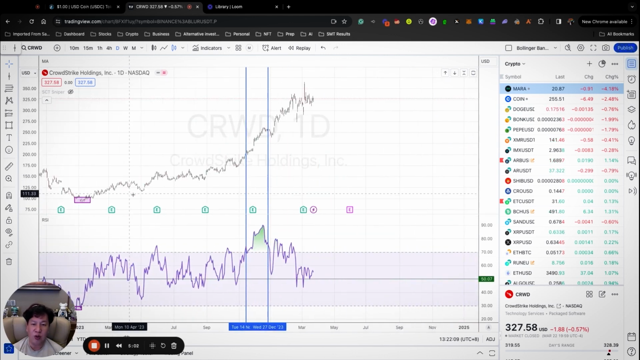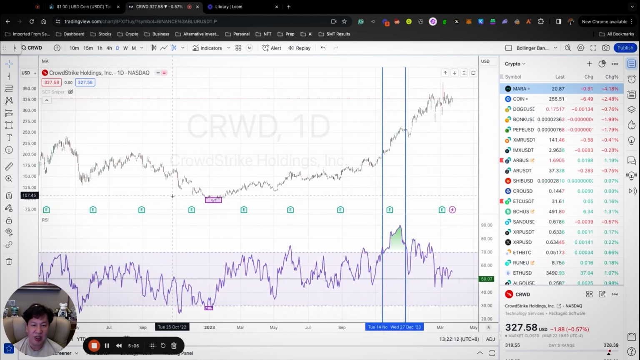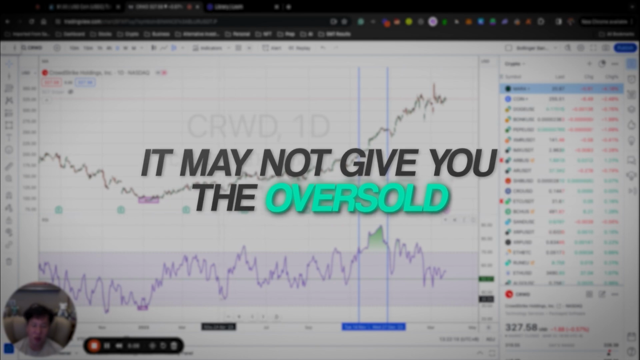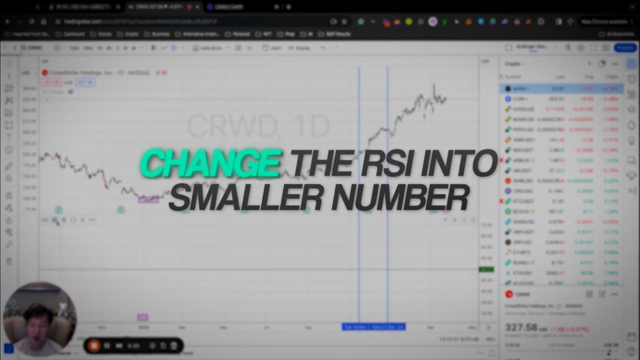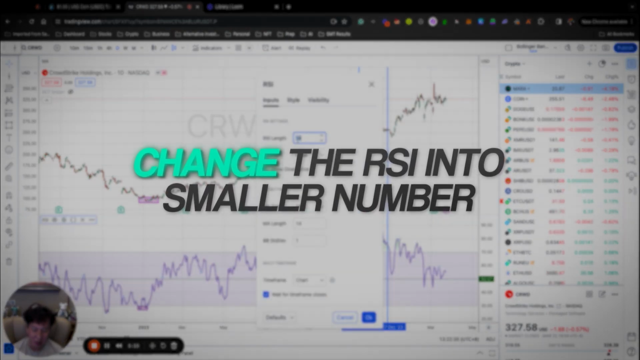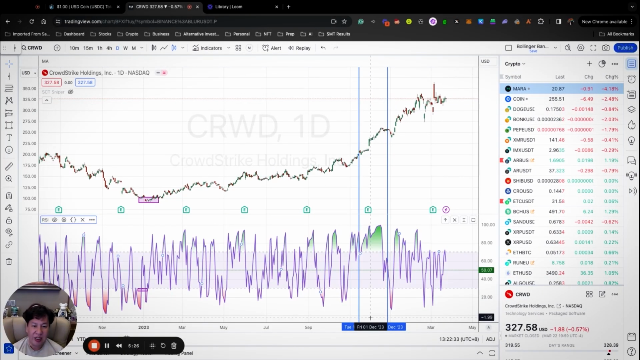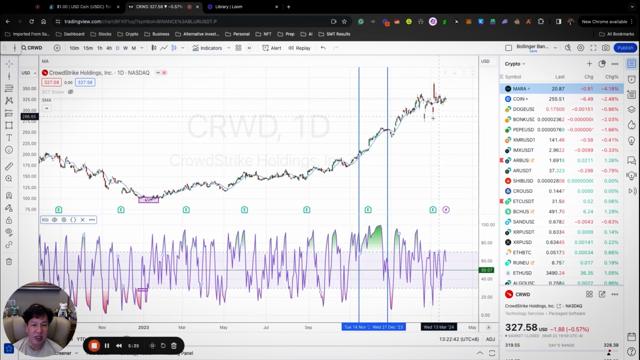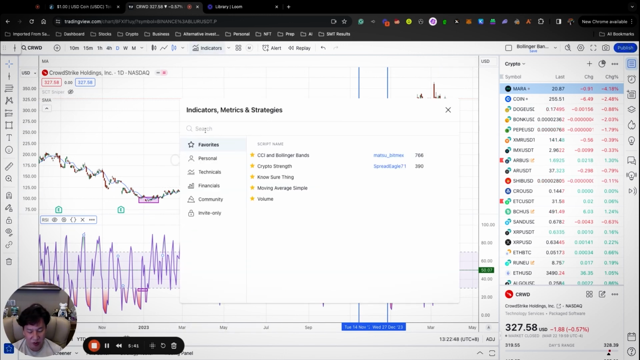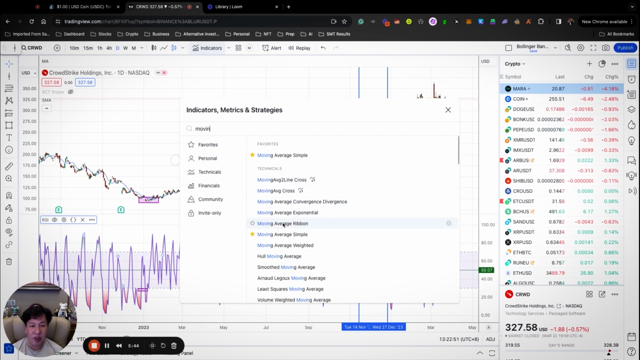If you're just looking for dips, it may not give you the oversold reading. For example, here is a dip in the uptrend, and here is another dip in the uptrend, but it doesn't give you that oversold. So what you can do, if you want to insist on using RSI, is change the RSI setting to a smaller number. Let's say you change it to 3, RSI 3. From there, you can see the dips. Combine this with a moving average, and then you can see the dips on the price. Let's say, for example, I put in another moving average over here.